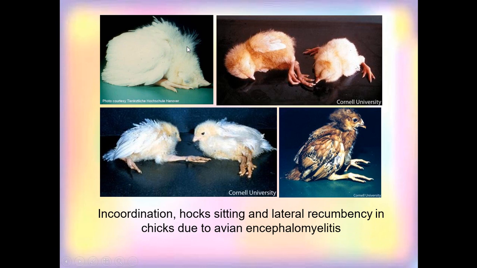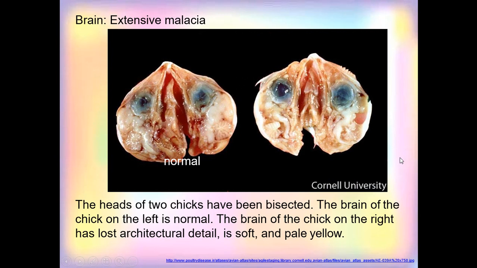Torticollis can be seen, and incoordination. Torticollis, hawk-like sitting like this, because they cannot stand properly due to damage in the spinal cord and brain. And malacia will occur. Just like I said maybe in the previous lecture, malacia is due to damage in the nerve fibers in the brain or spinal cord.